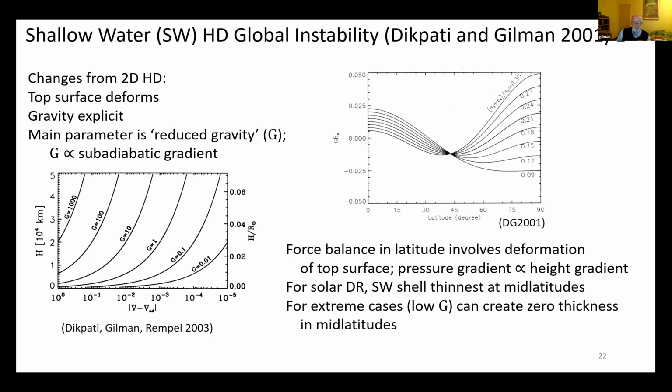And you can see that the thickness that we chose was a range which is similar to what we saw in one of the previous talks. Now, the force balance in latitude now involves deformation of the top surface, and it can get pretty extreme if the effective gravity is relatively low. You can actually split this tachocline into two parts, an equatorial zone and a polar zone. So you have to watch out for that.